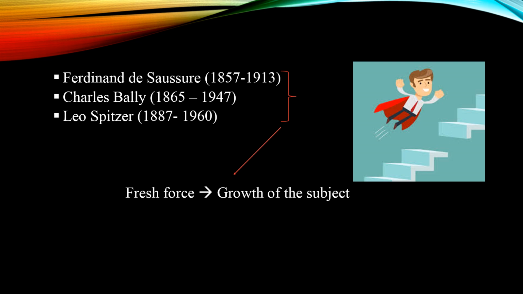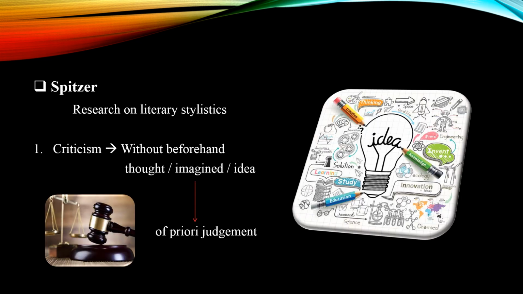All these stylisticians and linguists gave fresh force for the new growth of the subject, that is style. What we can call style, how we can take style to the next category, and what we can call a stylistician. Next, Spitzer made research on literary stylistics. He brought a criticism of stylistics, and beforehand he thought, imagined and brought out the idea that style can be a prior judgment.